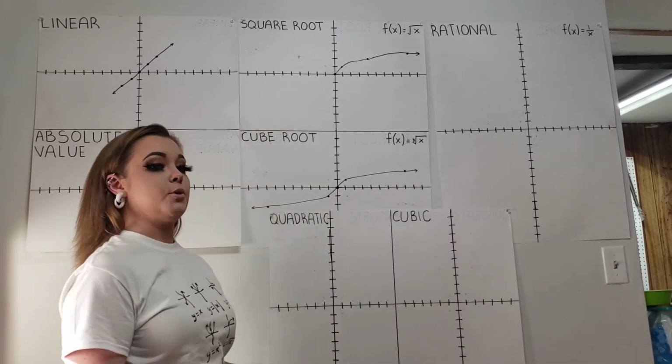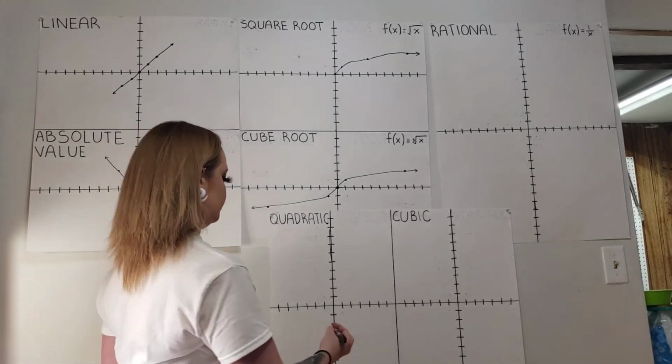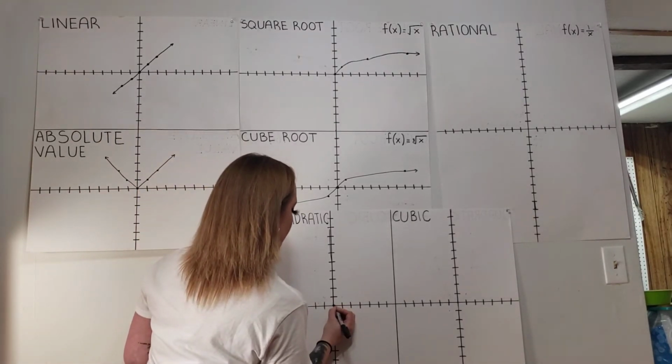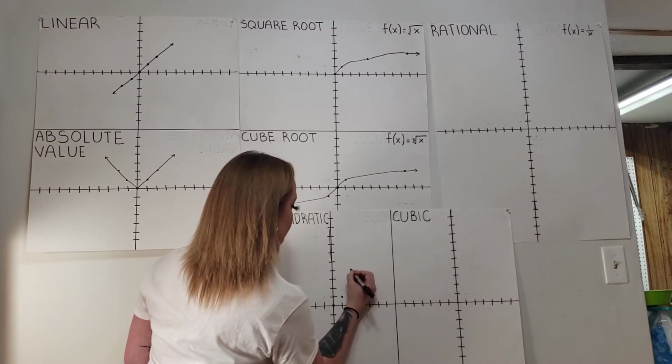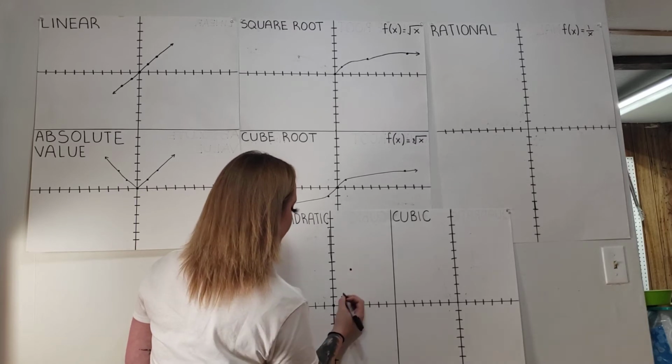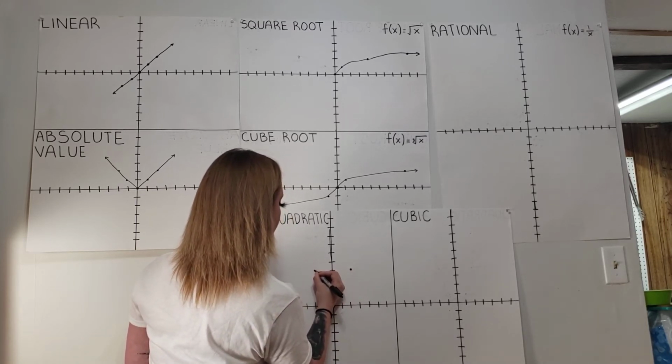The fifth function I'm going to be graphing is my personal favorite, the quadratic function, where 0 squared is 0, 1 squared is 1, 2 squared is 4, negative 1 squared is 1, negative 2 squared is 4.